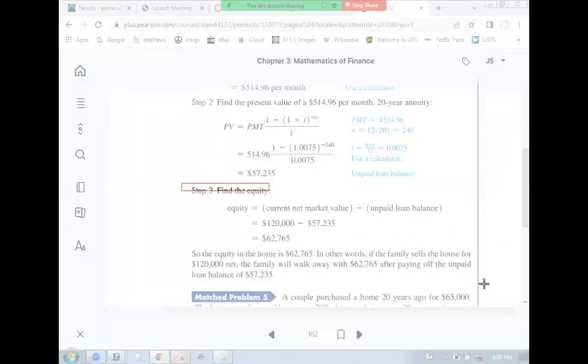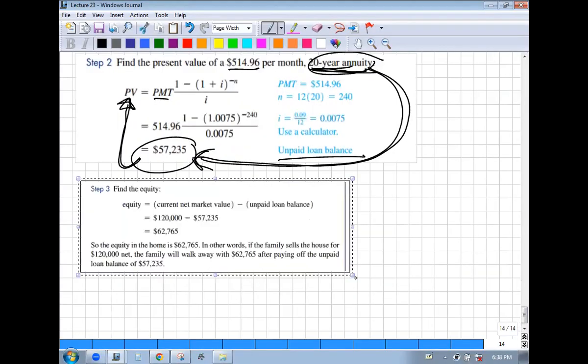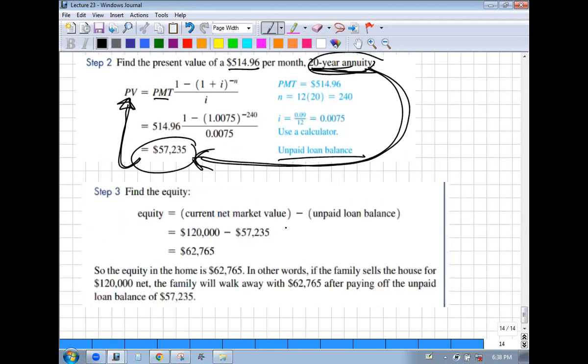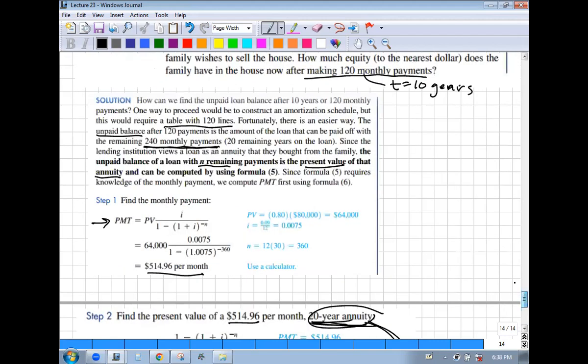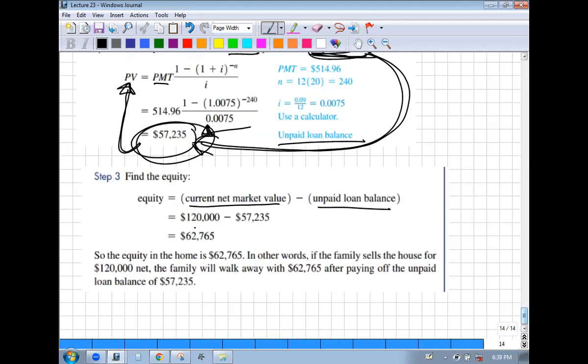They didn't ask for us to find the equity. The equity, that's how much we paid in, right? So you have to look at the net market value minus the unpaid loan balance. We have the unpaid loan balance, right? That's the 20 years ahead of us. So they said that the value of the house is 120,000. So that's how much it's worth today. That's how much they owe. You subtract, and that's how you get your equity.